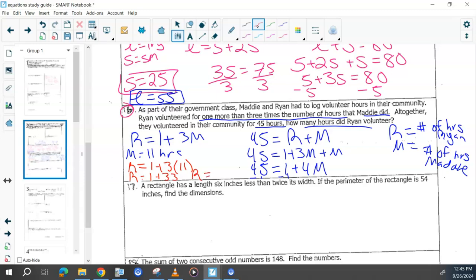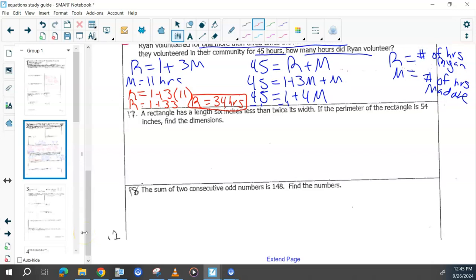So Ryan did 34 hours. And make sure you have labels as these are word problems. Questions on that? Other questions? Sure, and then we're not doing any more word problems after that.